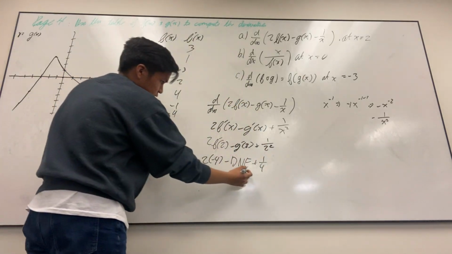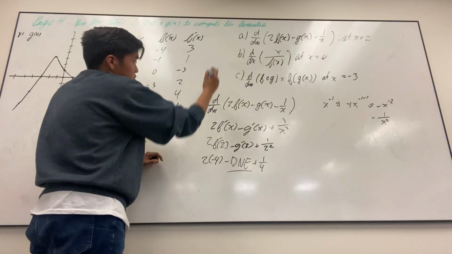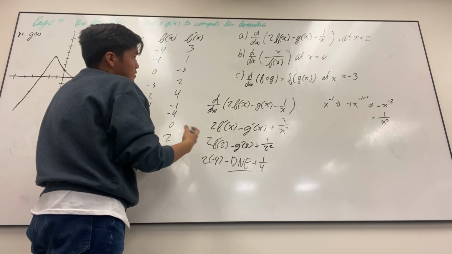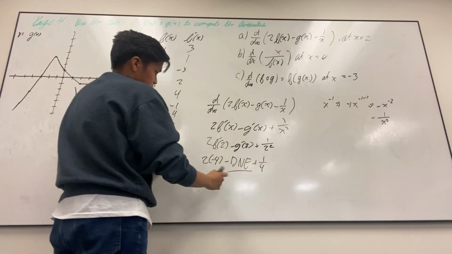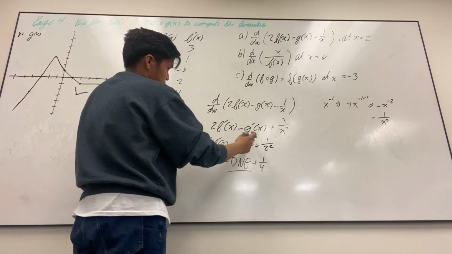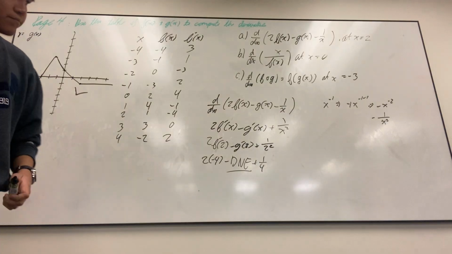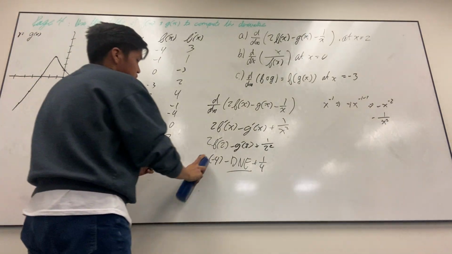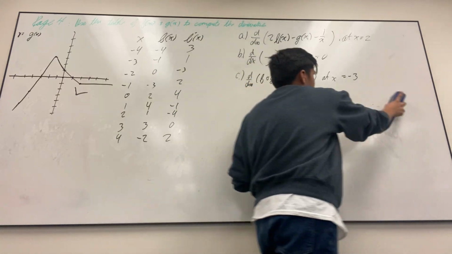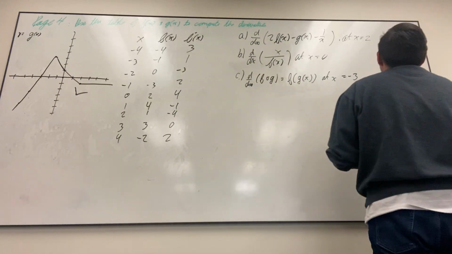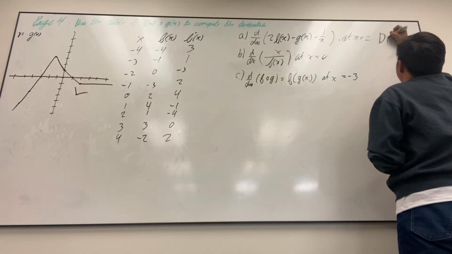Immediately, right away, since you have does not exist, the derivative of 2f minus g minus 1 over x does not exist, because at g prime of 2, the point does not exist. So the first one would be does not exist.